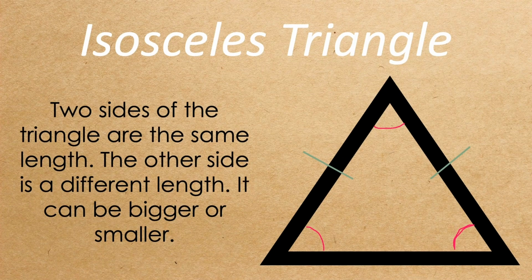The second type of triangle we will discuss is the isosceles triangle. Unlike an equilateral triangle, an isosceles triangle only has 2 sides that are the same length. That means one side of the triangle is a different length than the other 2 sides. The third side can be longer or shorter than the other 2 sides.